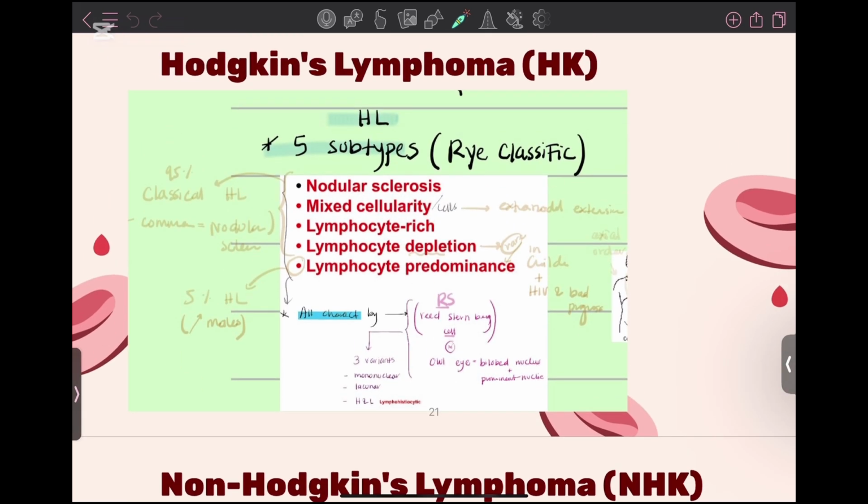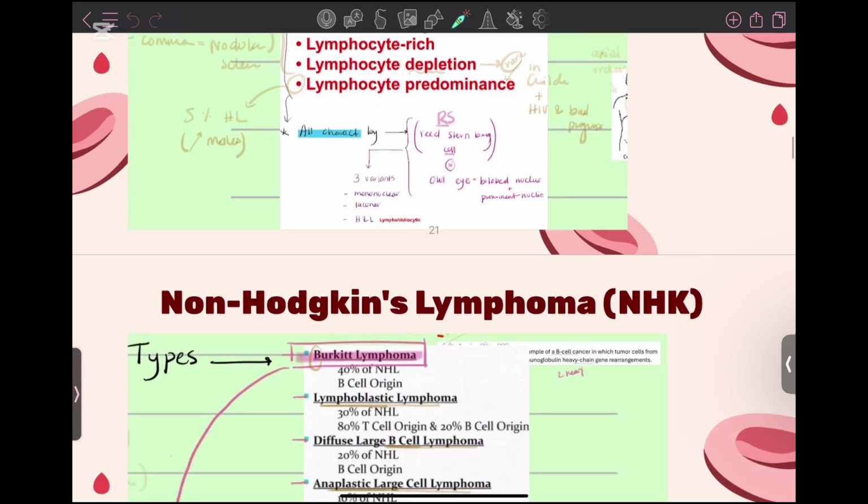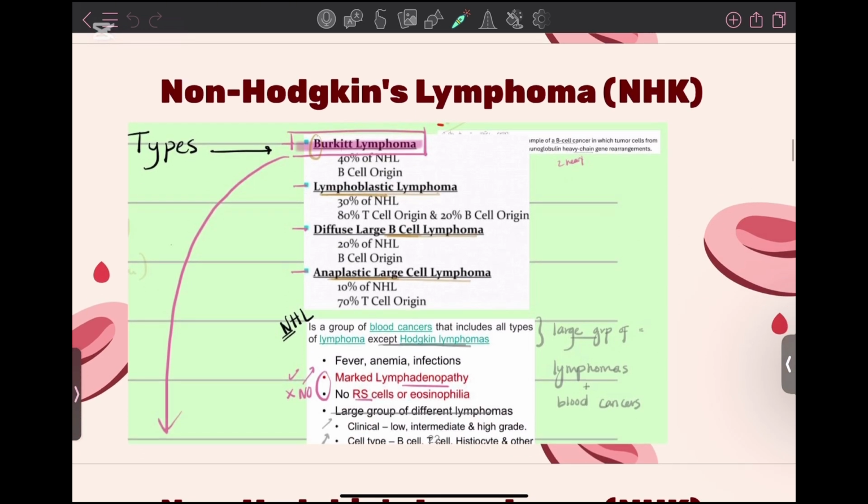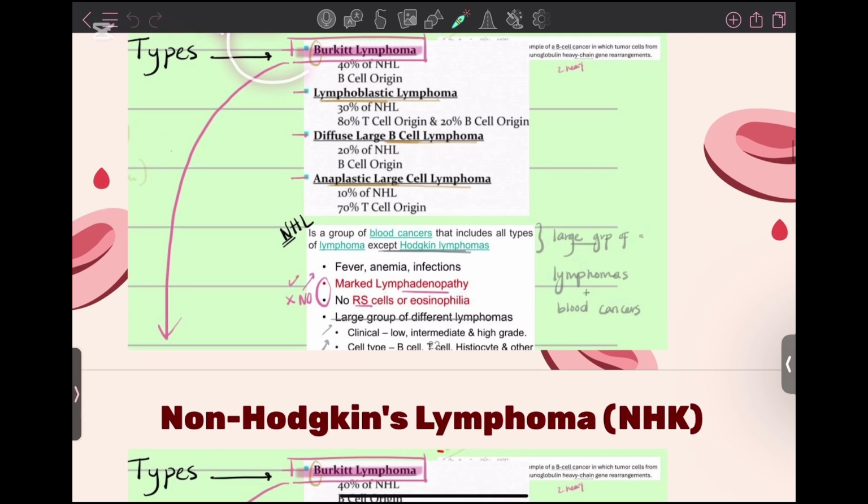Okay, we also have some subtypes. This is more for your OSPE. They won't ask you to explain each specifically, but go through the five subtypes generally. You need to know that this subtype is under Hodgkin's, not non-Hodgkin's, and we call it the Rye classification. This is important to know. Now ignore this, not important. For non-Hodgkin's you need to know Burkitt lymphoma, I guess that's how you pronounce it. It's classified as a non-Hodgkin lymphoma, very aggressive, very bad.